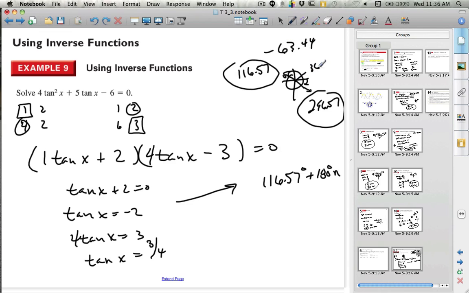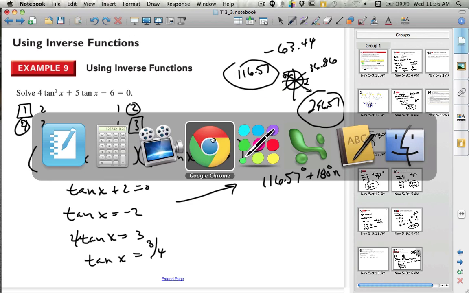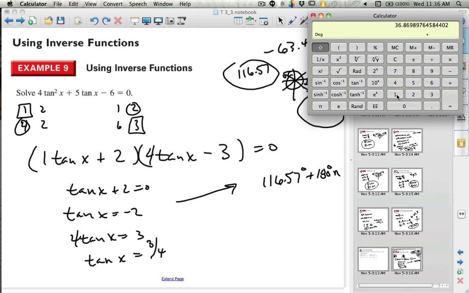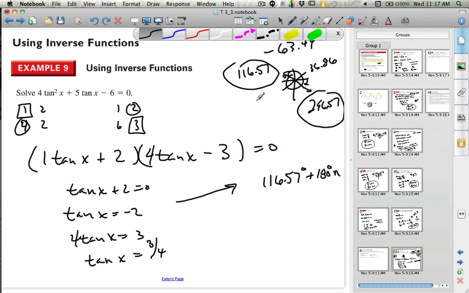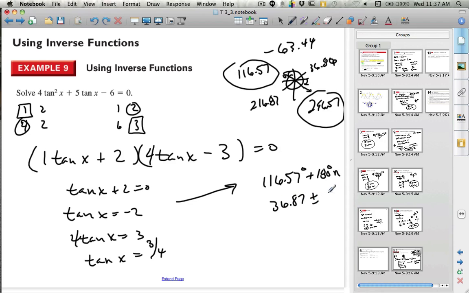Well, here's 36.86, but then also I know that on the other side I'm going to have the same thing. So if I add 180 to that, 216.87, and this must have been 36.87 as well. Okay, so now I can also say it's 36.87 plus or minus 180n degrees.